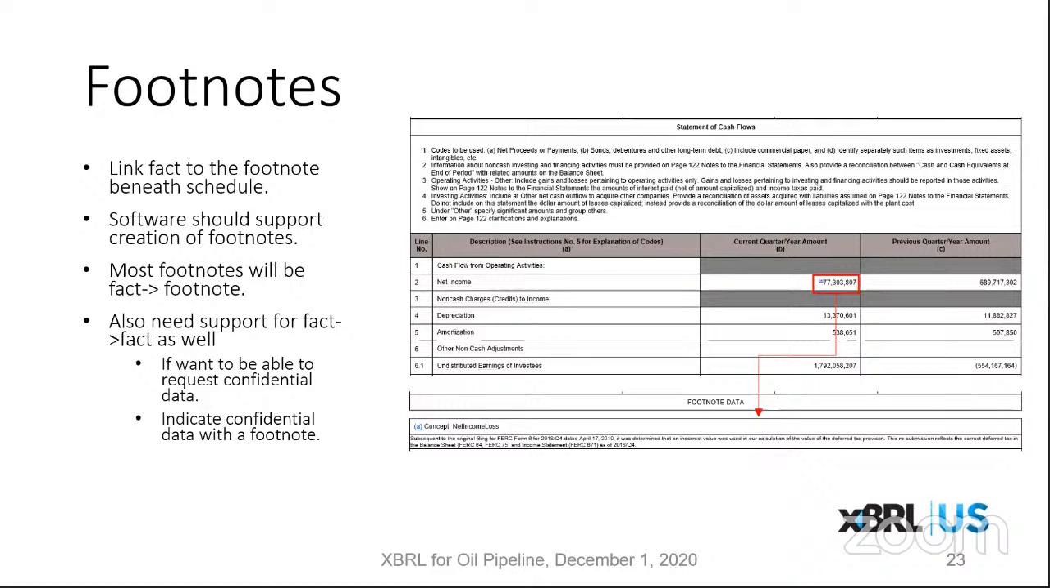And so you can put as many footnotes as you want on a form, and a fact can have one or many footnotes associated with it. So you don't have to have one, you could have 2, 3, you could have 20 if you wanted. So it's quite flexible in terms of having the footnotes on there.